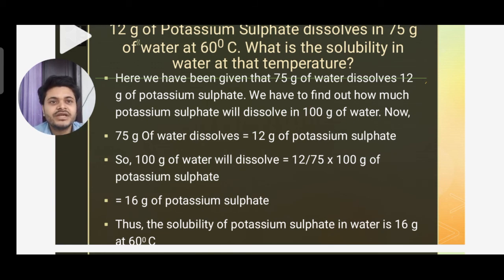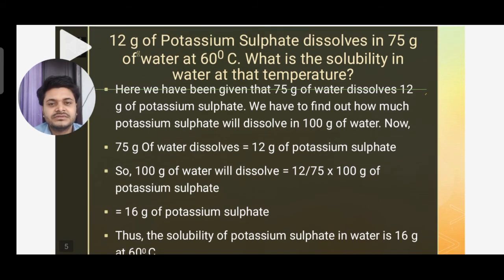We'll equate the equations. It's given that 12 gram of potassium sulfate dissolved in 75 gram of water. So we'll reverse it: 75 gram of water dissolves 12 gram of potassium sulfate. So 100 gram of water dissolves 12 by 75 into 100 gram of potassium sulfate. It comes to 16 gram of potassium sulfate. So this is the solubility at 60 degrees Celsius.